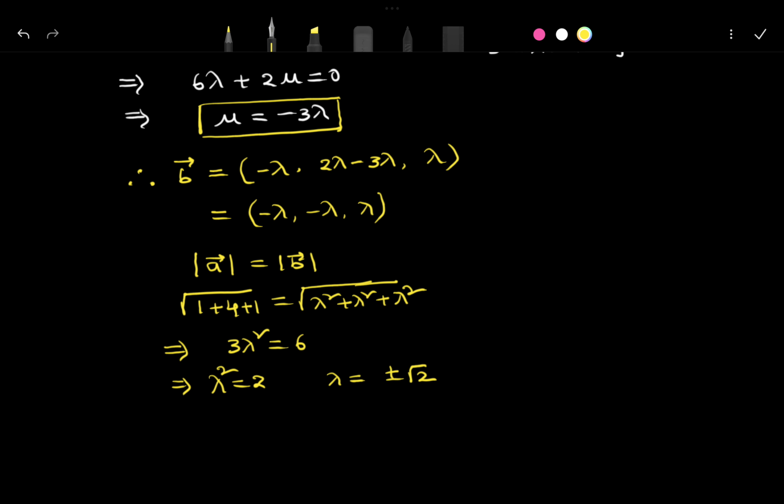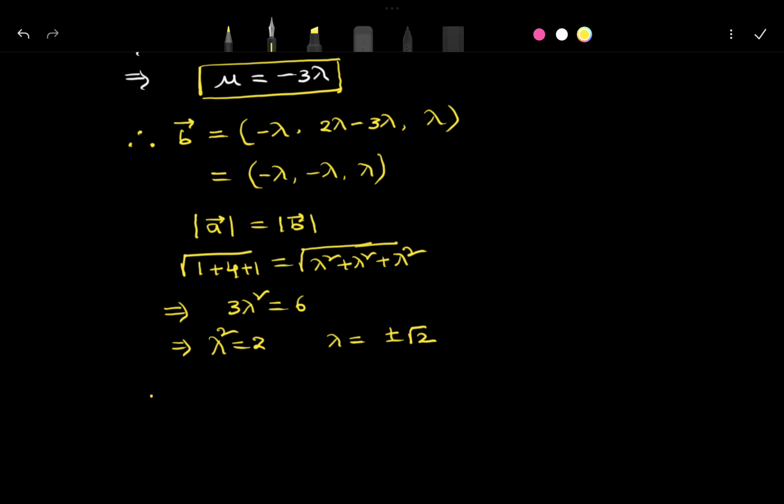Therefore vector b bar becomes, if you take lambda equals plus root 2, minus root 2 comma minus root 2 comma plus root 2. Or suppose lambda equals minus root 2, then it becomes root 2 comma root 2 comma minus root 2. Now which is the correct one? There are two possibilities for vector b bar.